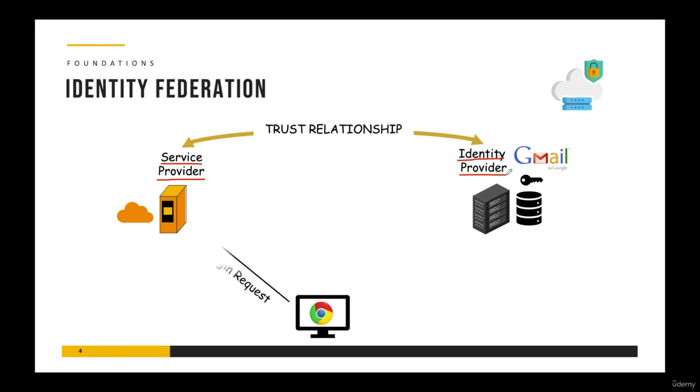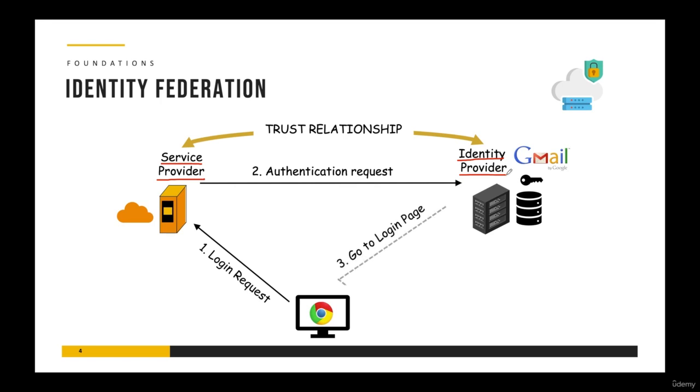So what happens is that a user sends a login request. But since the service provider is allowing you to use Identity Federation, it is simply going to forward your authentication request to the identity provider, which is Gmail. Now Gmail is going to redirect you to the login page of Gmail so that you can log in.